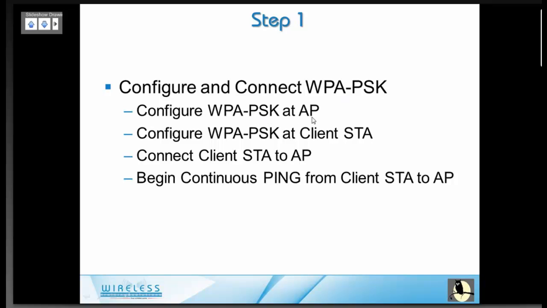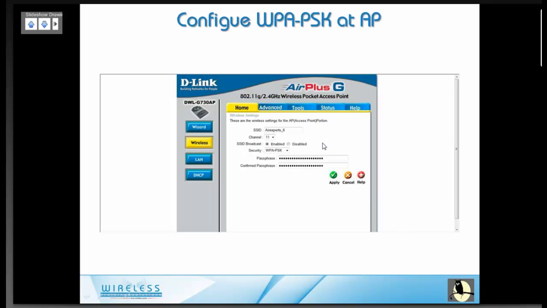First, I had to configure an access point with a WPA pre-shared key. Then I configured a client station with a pre-shared key. Then I connected the client station to the access point and began a continuous ping from client station to AP. So here's what that looked like.